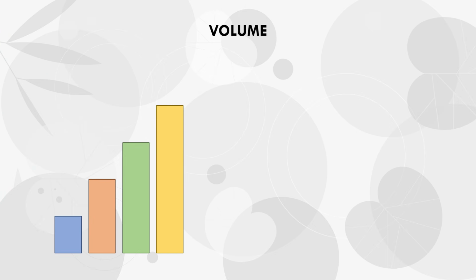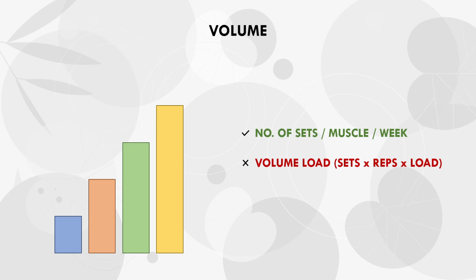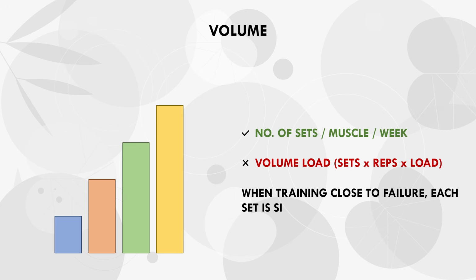Let's now explore exactly what volume and intensity are in relation to hypertrophy training. Volume is much easier to define than intensity. For hypertrophy training, volume is best defined using the number of sets performed per muscle group per week. This is used instead of volume load, meaning sets times reps times load, since hypertrophy can be achieved across a large spectrum of different rep ranges and loads. So assuming we are training fairly close to failure, each set will be similarly hypertrophic.